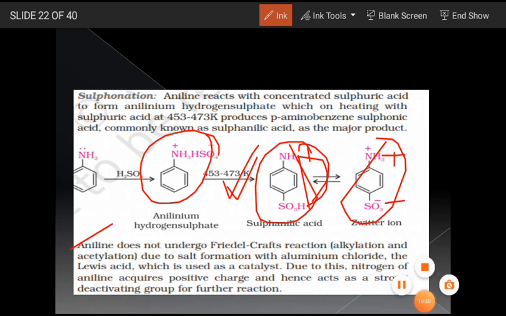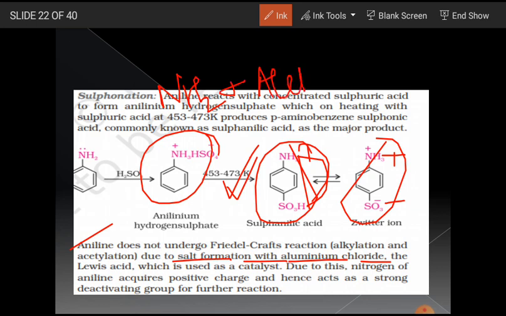What is the reason for this? Because of the salt formation with aluminum chloride. The NH2 group will react with the AlCl3 and form a salt. So it will not carry out further reaction, and it acts as a very strong deactivating group for further reaction. The nitrogen of the aniline becomes a very good deactivating group, and as a result it does not carry out the Friedel-Crafts reaction.